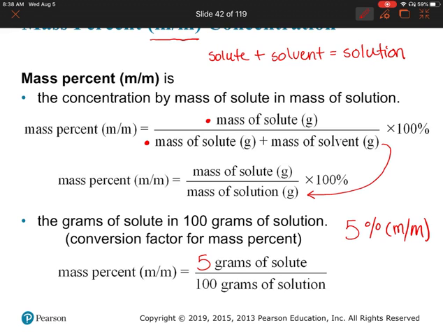So when you're given a percentage and you have to figure out the ratio of solute to solution, just assume that you have 100 grams of solution, and then you can just plug in the grams of solute from there.